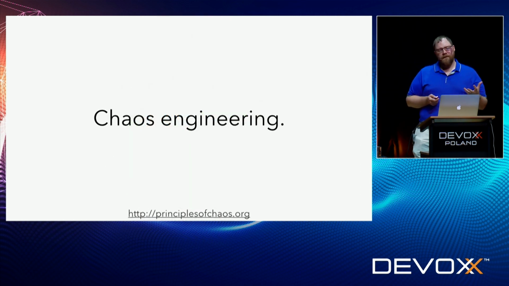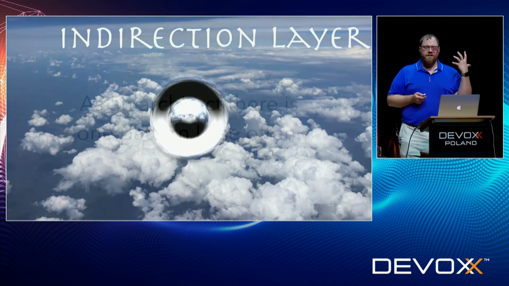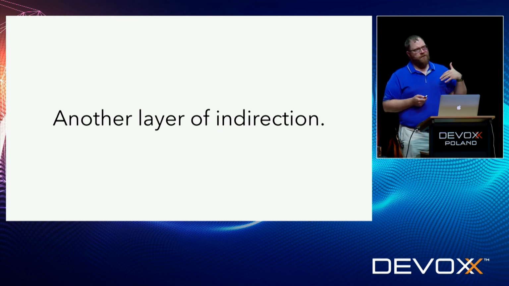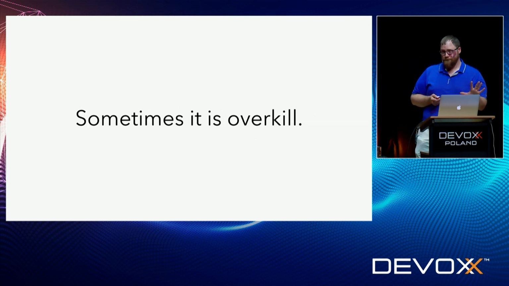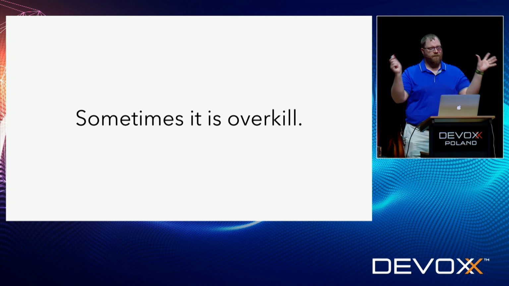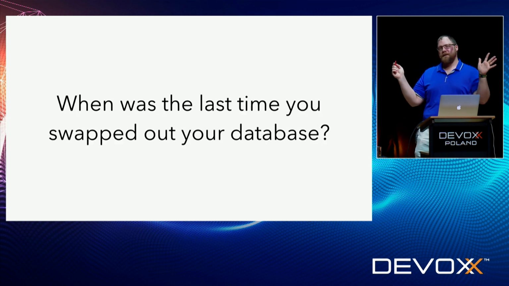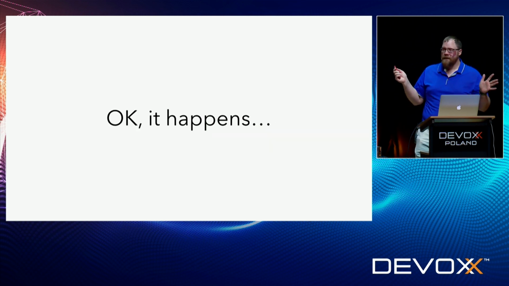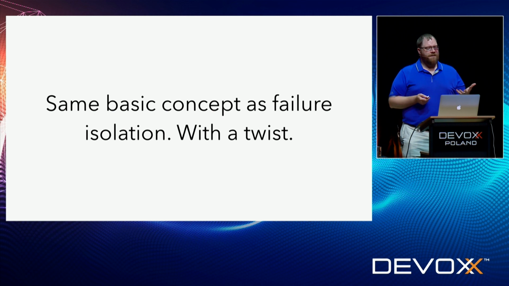Now, very closely related to this is indirection layers. So this is, again, a pattern that I use often. You probably do as well. It's another layer of indirection, and admittedly, it can be overkill. I think on every application I've ever worked on, we always had a data layer so that we could swap out the database. And yet, we almost never do that. It is the same basic concept as isolation with a bit of a twist.